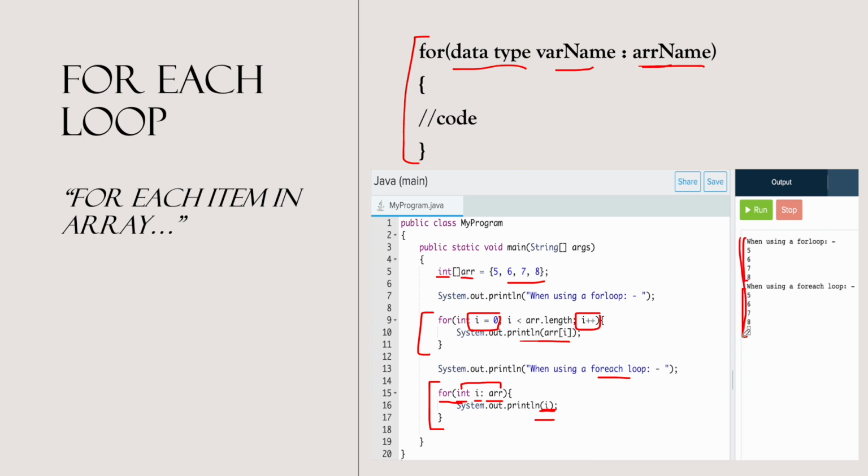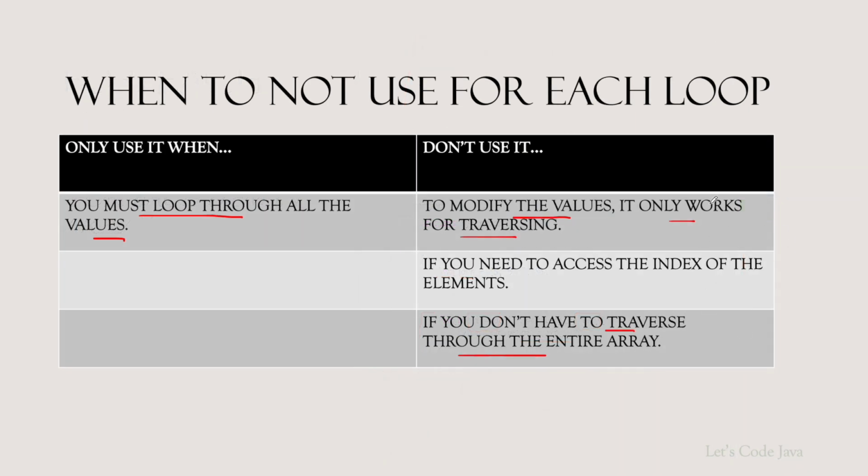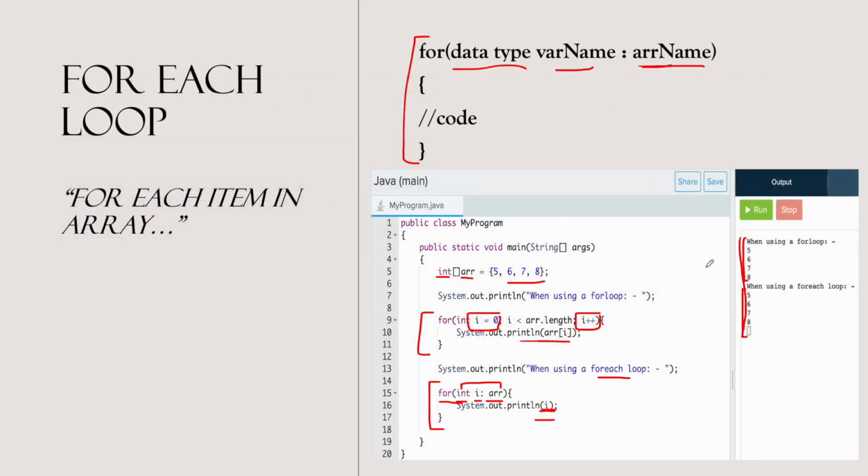However, you cannot use the for each loop every time, because with the for each loop, you can see that it doesn't let you access the index. So every time you need to use the index in your code, the for each loop would not be appropriate. And the other thing is that the for each loop, no matter what you do, always loops through all of the elements in the array.